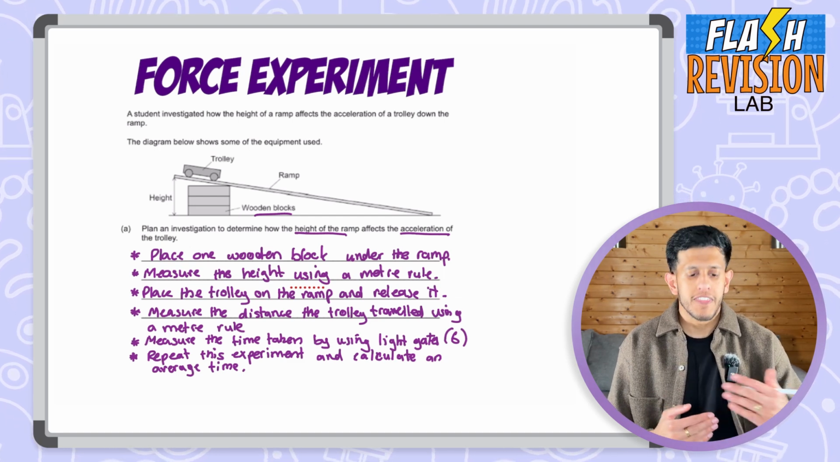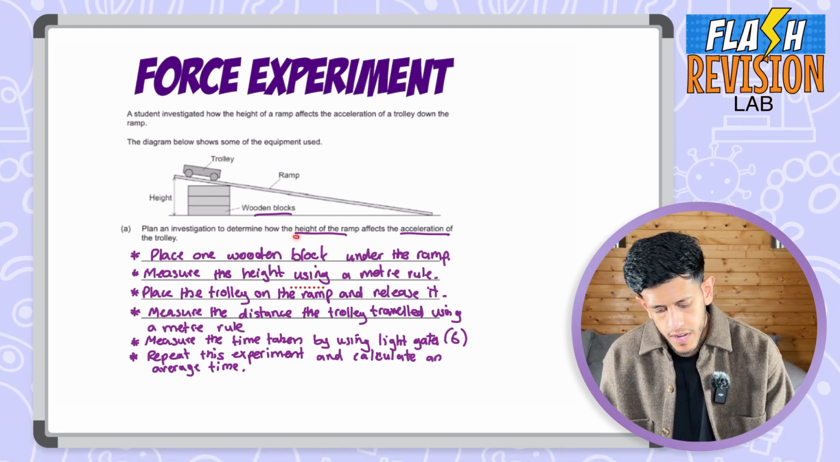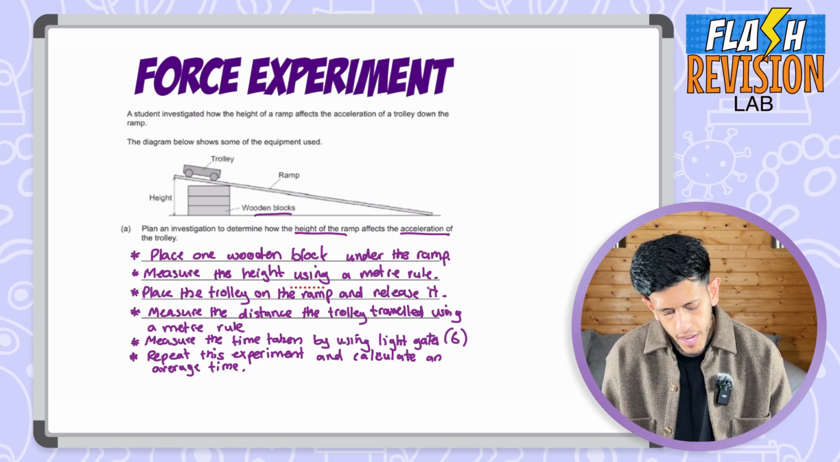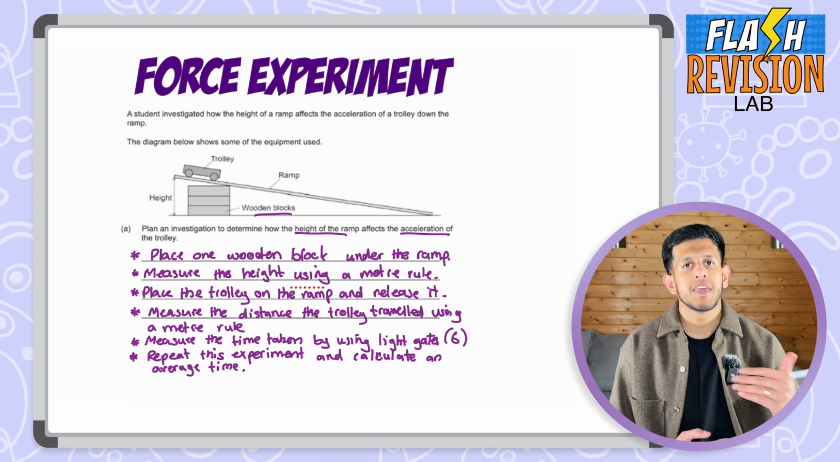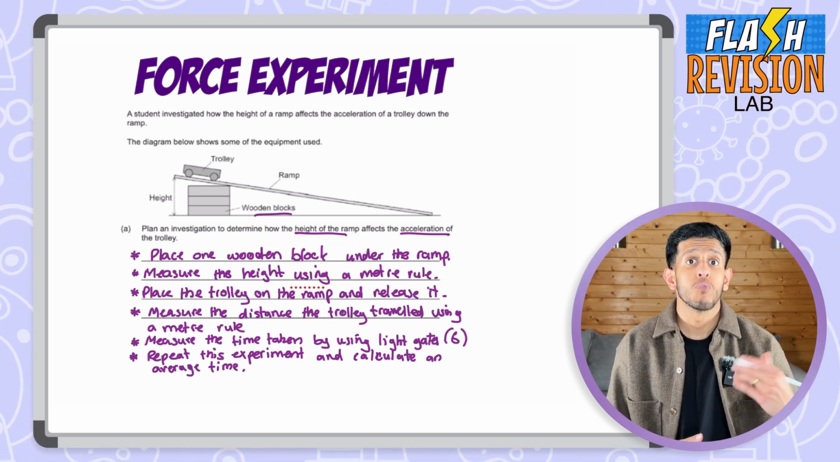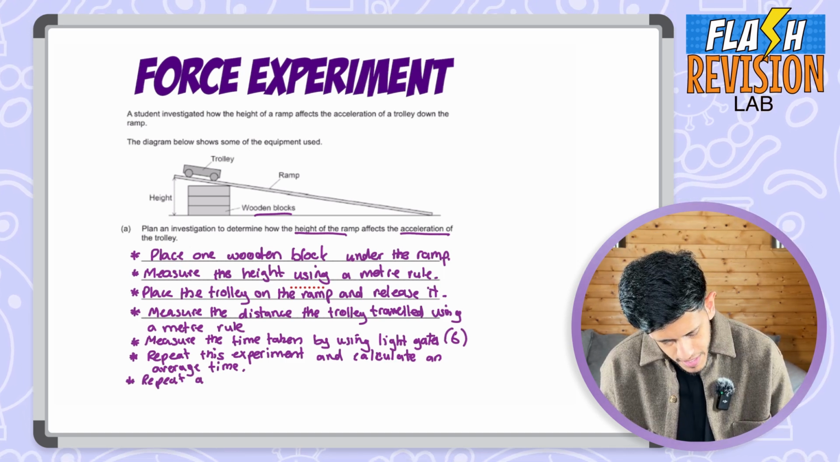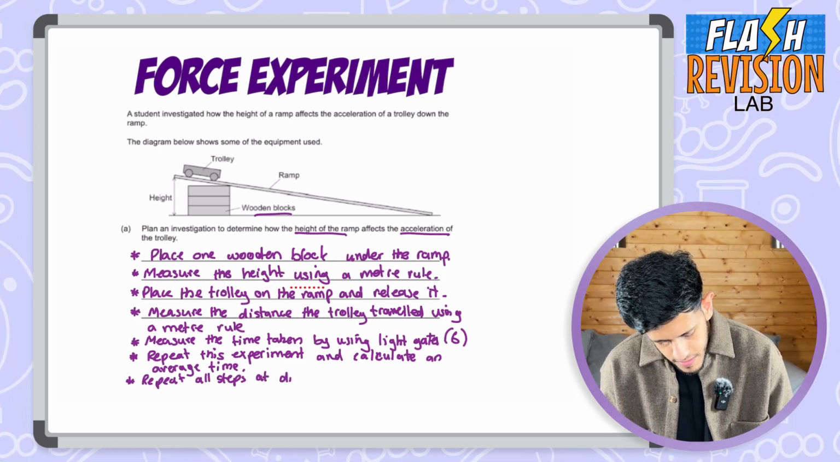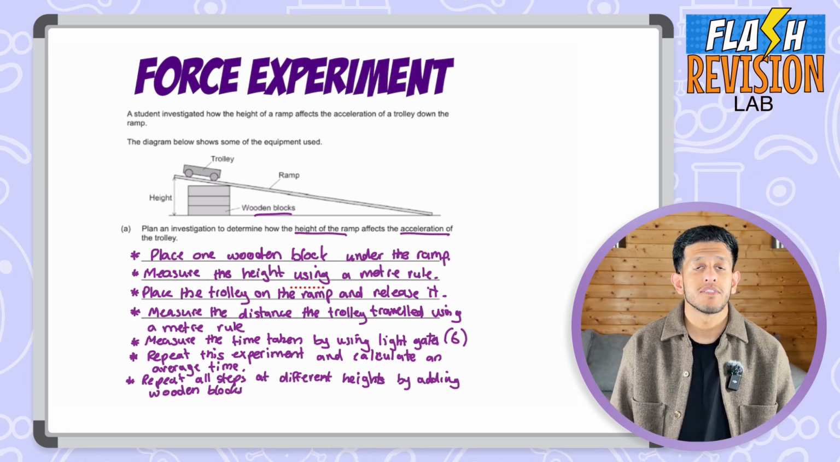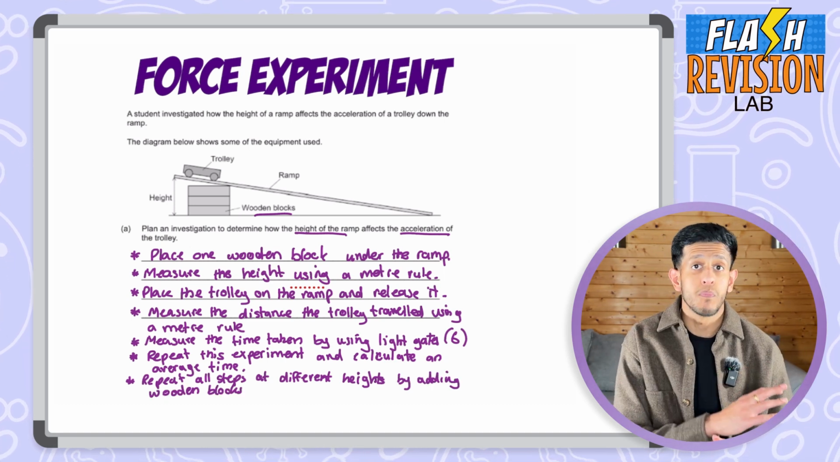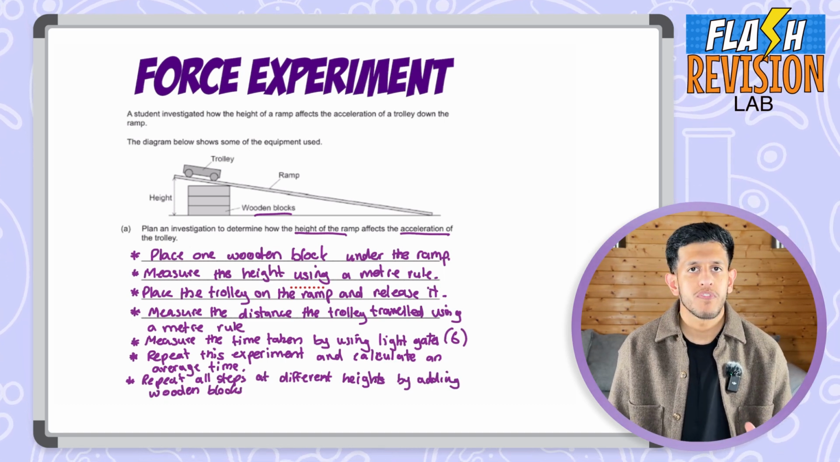Now we want to vary the height, because again it says, and I've underlined it already, determine how the height of the ramp affects the acceleration. So now we're going to repeat the experiment but at a different height by adding more blocks. We'll put the point here, repeat all steps at different heights by adding wooden blocks. The more you add, the greater the height, and then you measure all of these things again.